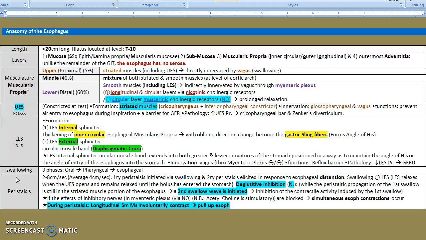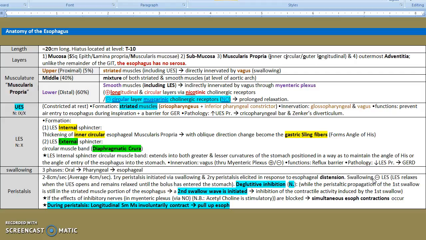You need to bear in mind that swallowing occurs through three phases: oral, then pharyngeal, then esophageal. Regarding the peristalsis of the esophagus, the average speed of the food bolus through the esophagus is about 4 centimeters per second. Primary peristalsis is usually initiated with the swallowing itself, then followed by secondary peristaltic movements, secondary to esophageal distension.